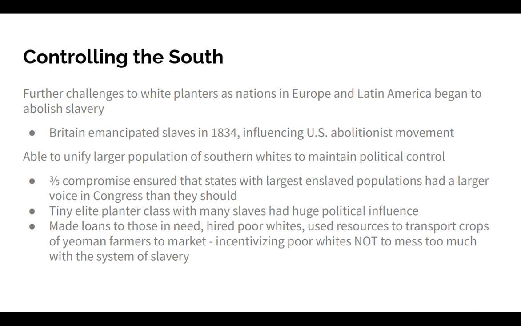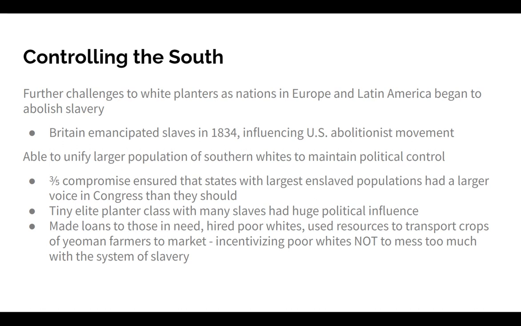So whatever states had the most slaves had an outsized voice in Congress because they got more representatives than they really should have, because they were representing people that had truthfully no voice, but they were claiming to represent. This very tiny elite planter class with many slaves had a huge political influence, as we said, and they worked really hard to use that political influence.